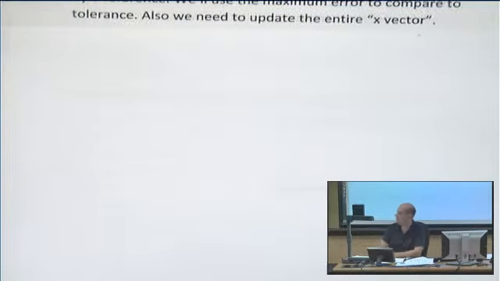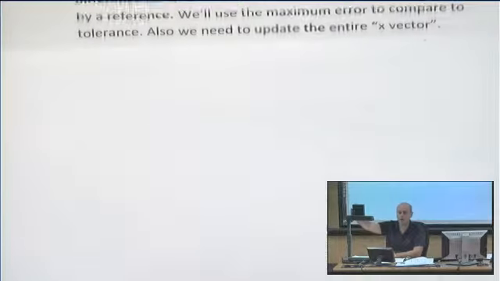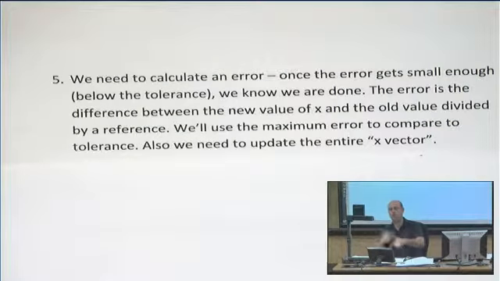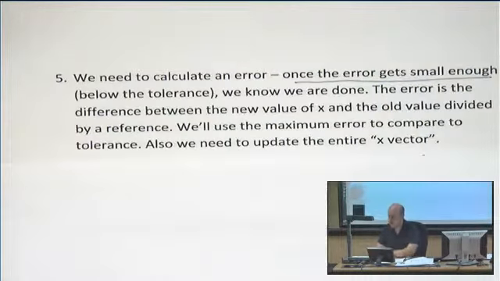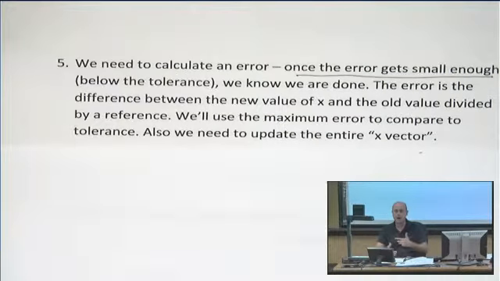Let's move on to another step. Okay, so we're doing that while loop, and we continue to do those iterations. We're calculating our new x's, and we stop. We need to stop when we calculate an error. Once the error gets small enough below the tolerance, we know we're done. That's how the while loop works, right? We continue to do the iterations while the error is too big. So I need to calculate an error in every while loop iteration so that I know when I can stop.